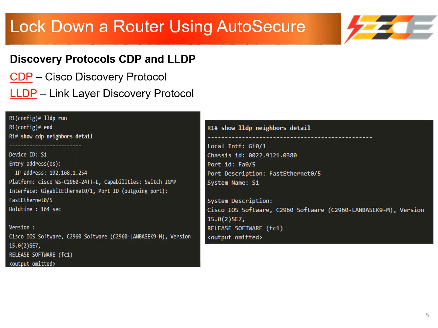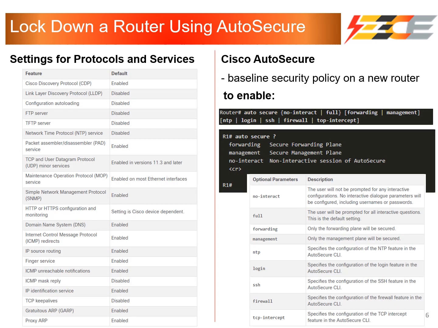Discovery protocols CDP and LLDP. CDP means Cisco Discovery Protocol, while LLDP means Link Layer Discovery Protocol. These protocols reveal a device's addresses, platform, and operating system details. The table on the left side of this PowerPoint shows the recommended security settings for protocols and services.